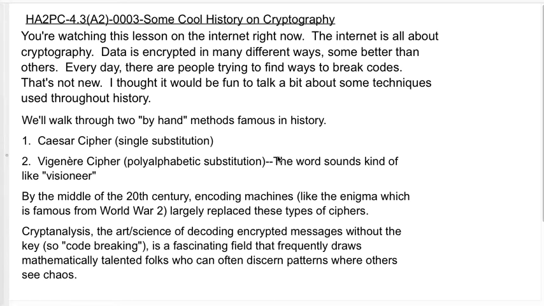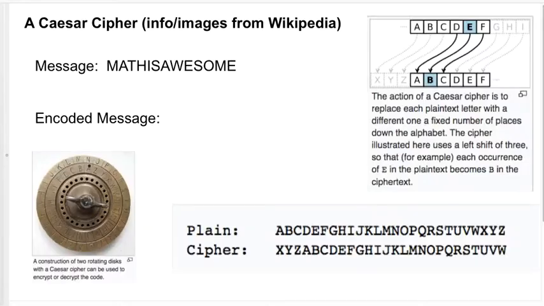Cryptanalysis is the art or science of decoding encrypted messages without the key. So basically, code breaking. It's a fancy way to say code breaking. And it's a fascinating field that frequently draws mathematically talented folks who can often discern patterns where other people see chaos, which some of you might be those people. And it's a pretty cool thing to go into. So I thought we'd just walk through some of these by-hand methods for breaking or for encrypting data over history. So let's start with the Caesar Cipher.